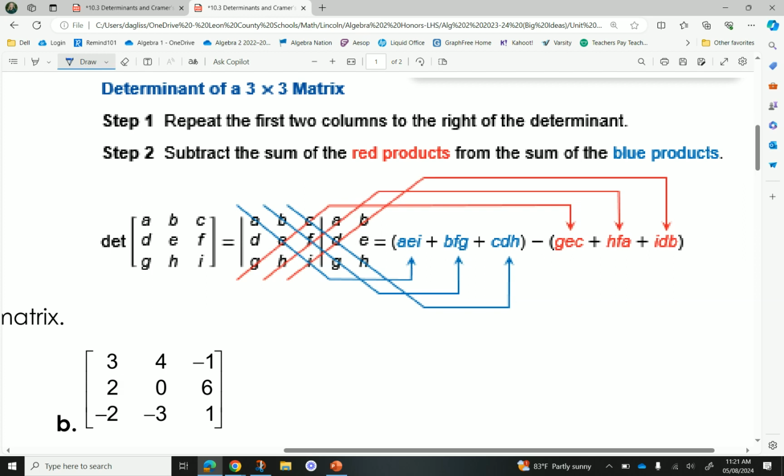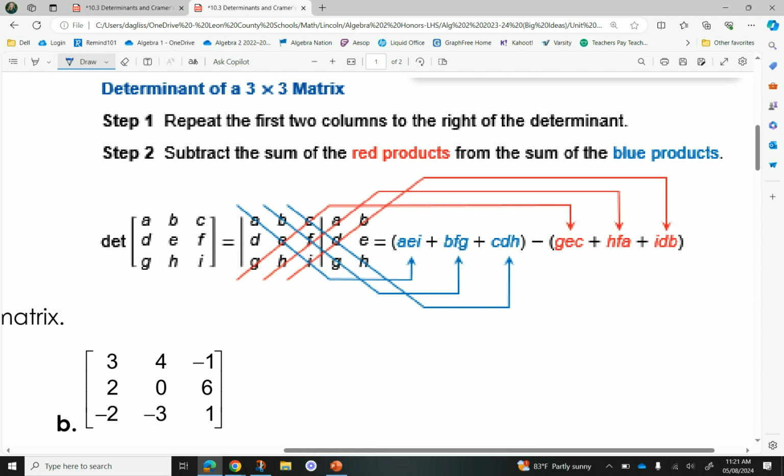So this time we do the same thing. We have our downward diagonals, which is the blue. We multiply, add all those together. Then we have our upward diagonals, the red. Multiply, add all those together. And then you subtract. Okay?